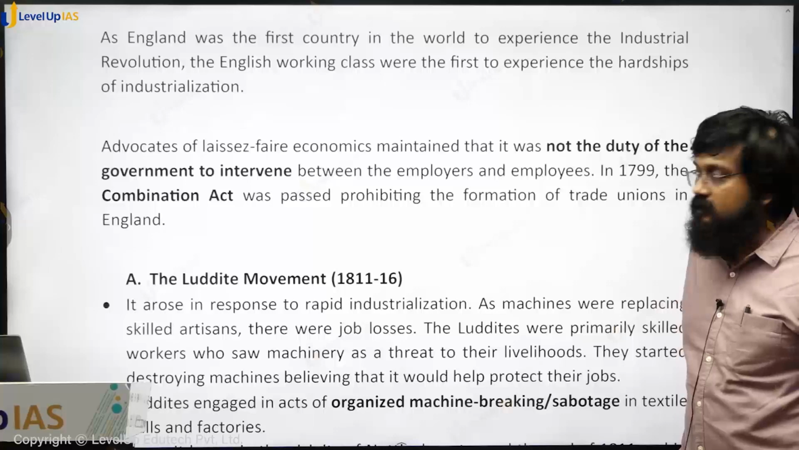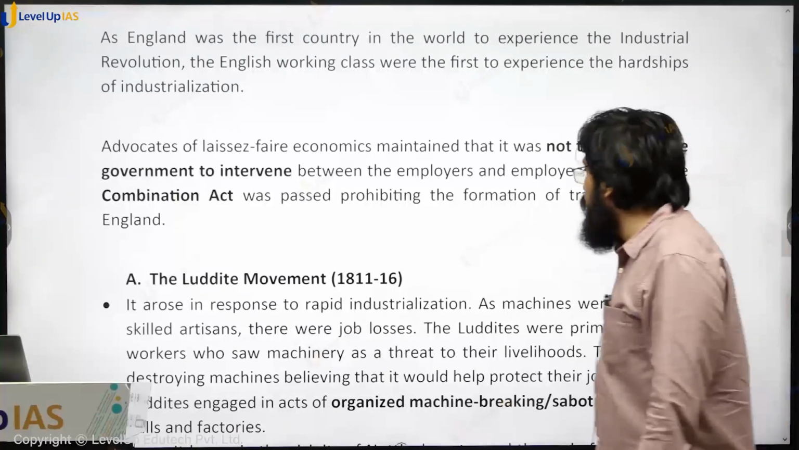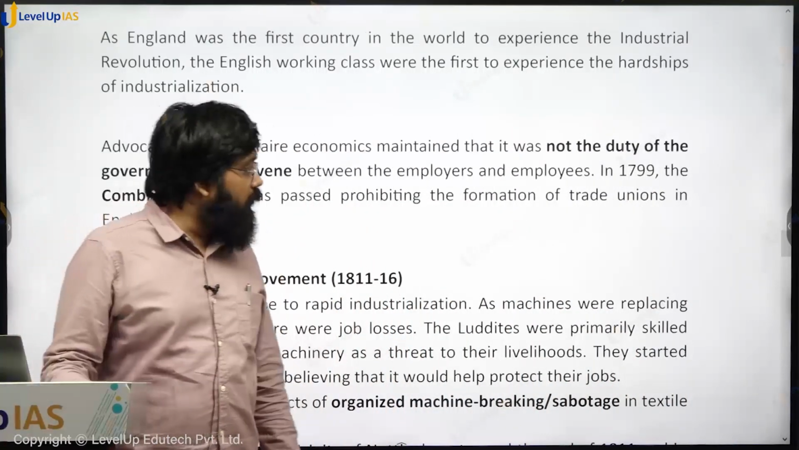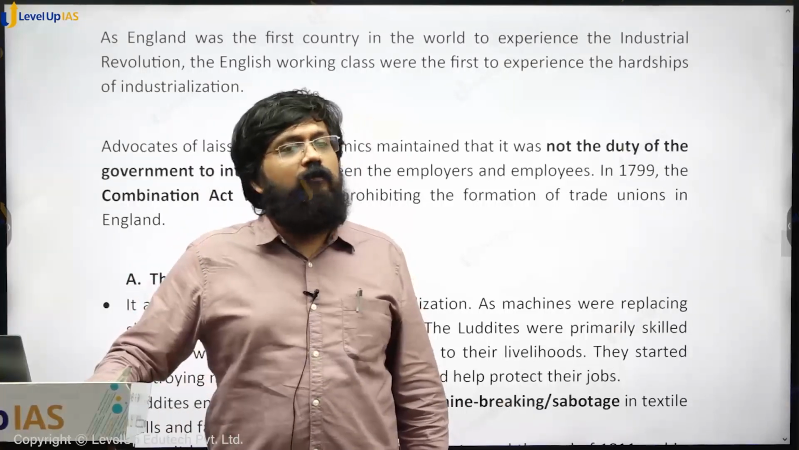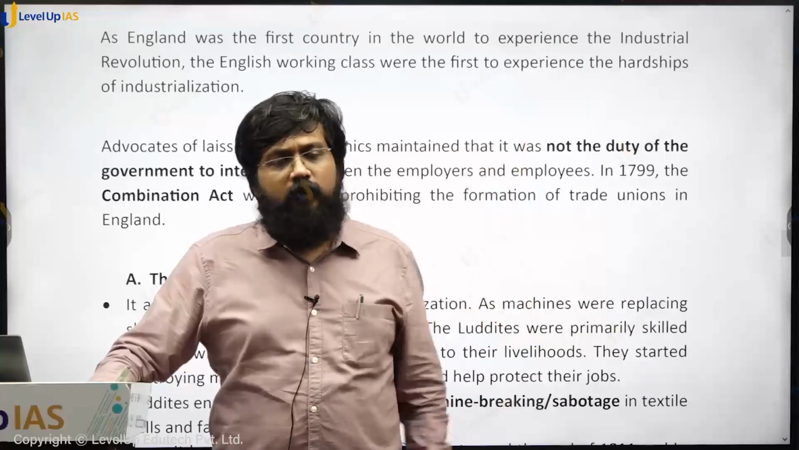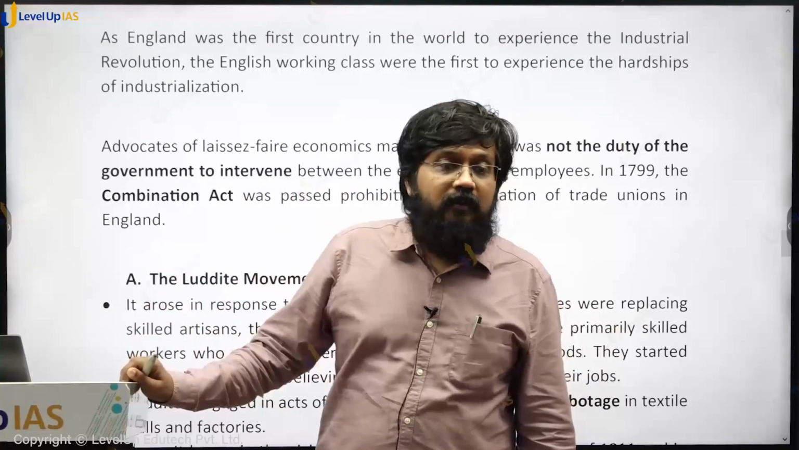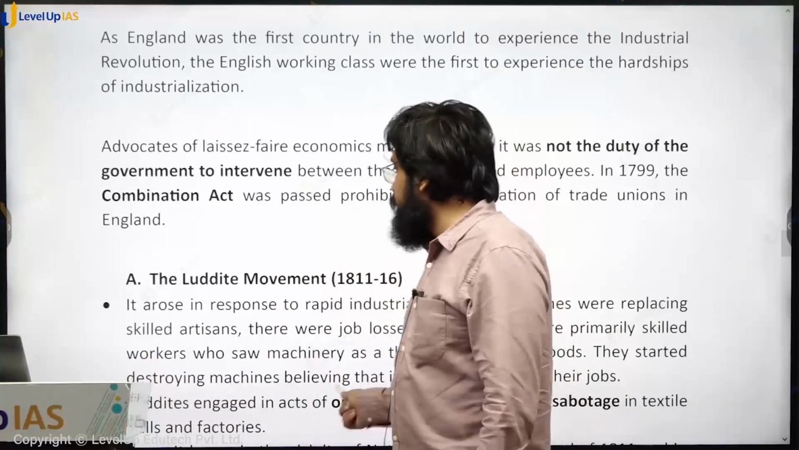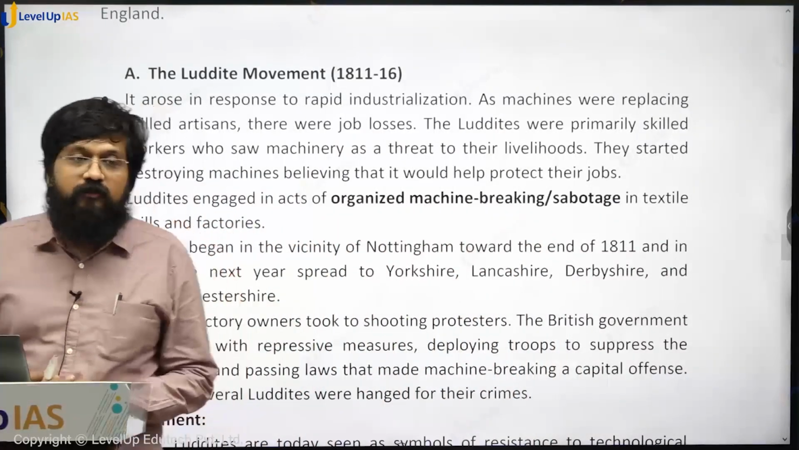We don't want that. So in 1799, the Combination Act was passed prohibiting the formation of trade unions in England. So government passed an act called Combination Act, whereby trade unions became illegal because it's a market. Worker and employer, both of them should sit together and negotiate. Finished. So unions were made illegal in Britain because of the free trade influence. Now, how did this working class movement start?